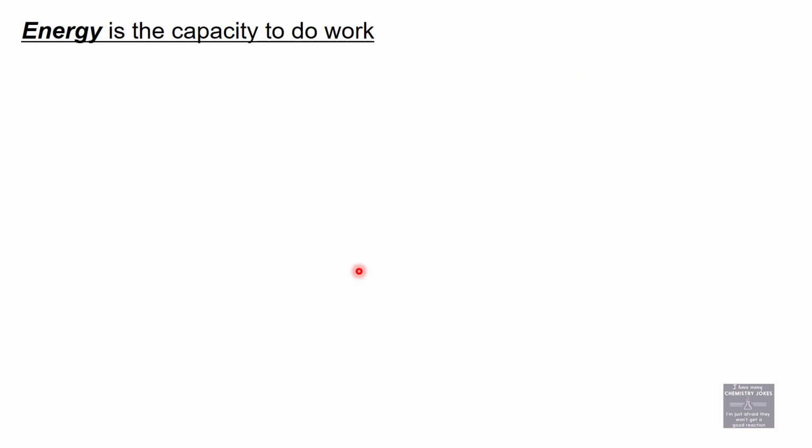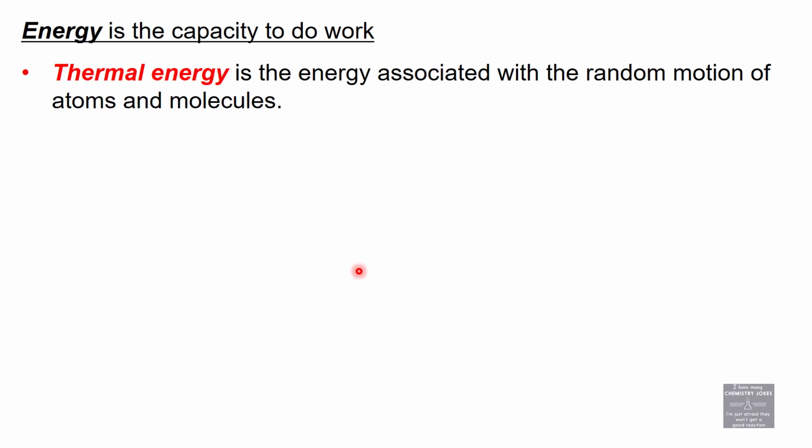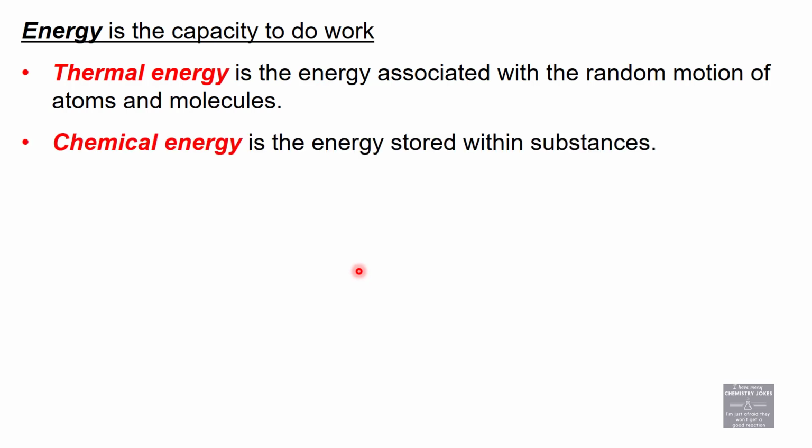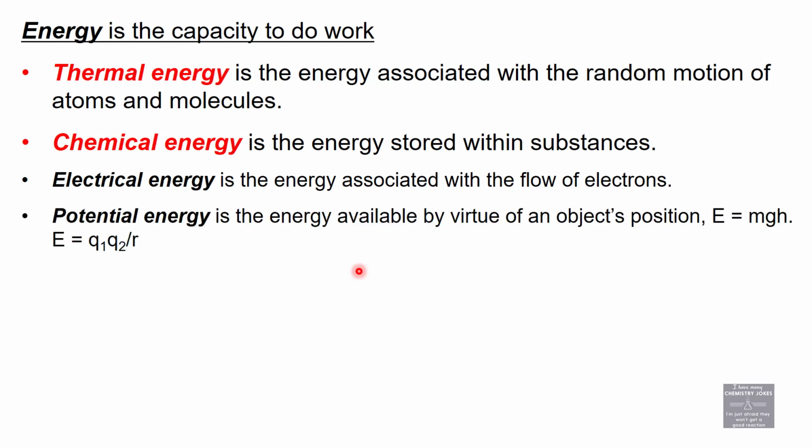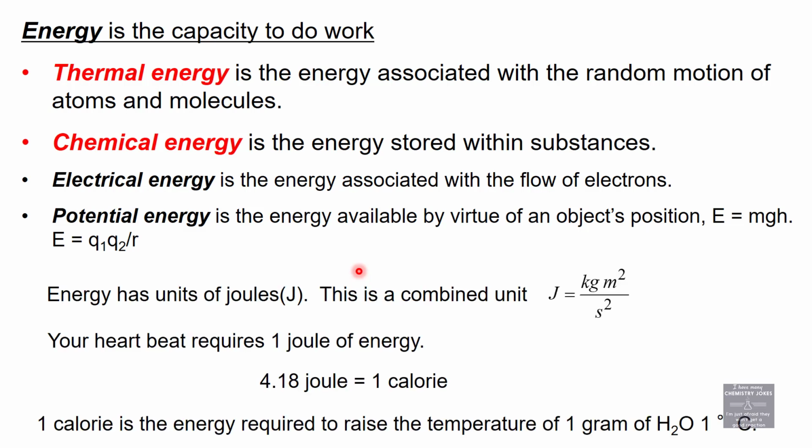Energy is the capacity to do work. Maybe you've heard that in physics before, maybe not. There are lots of types of energy. Thermal energy is associated with the random motion of molecules. We're going to talk quite a bit about thermal energy. Chemical energy is another one that we will talk about in this class, not necessarily this chapter, but energy stored within substances. Electrical and potential, you've probably heard of those before, and kinetic energy is actually something we talked about last week with gases.